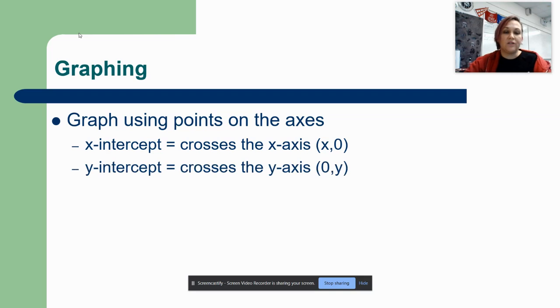And then y-intercept, we've kind of already learned about this because slope-intercept form has a y-intercept. But a y-intercept is where it crosses the y-axis. And again, because it's a dot on the graph, we write it as an ordered pair, 0, comma y. Notice that your intercepts will always have a 0 in the letter that we are not graphing on. So for the x-intercept, my 0 is the y-coordinate, and for my y-intercept, my 0 is the x-coordinate.